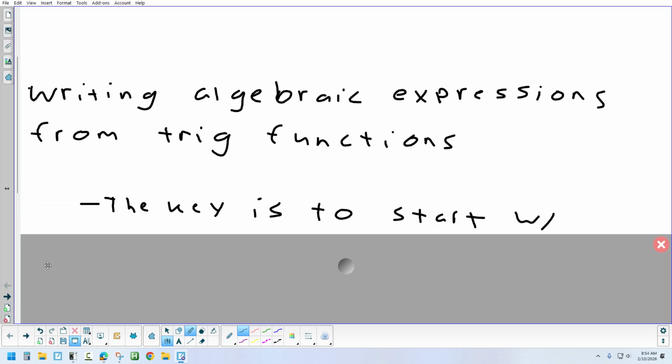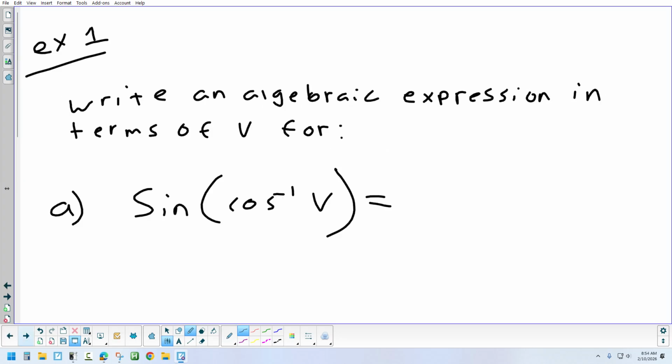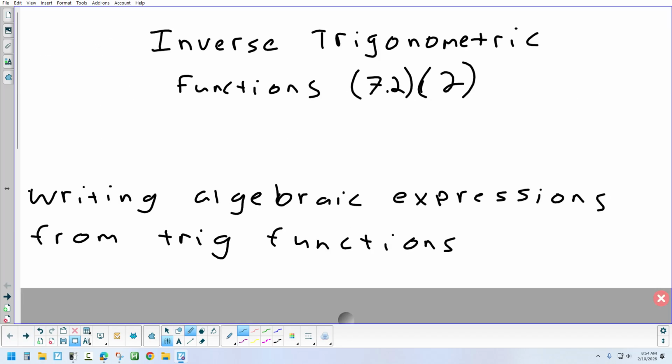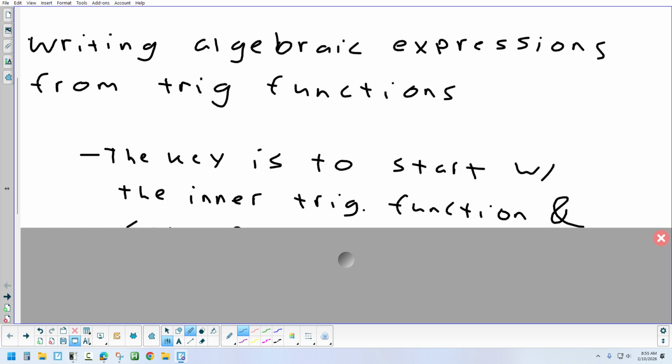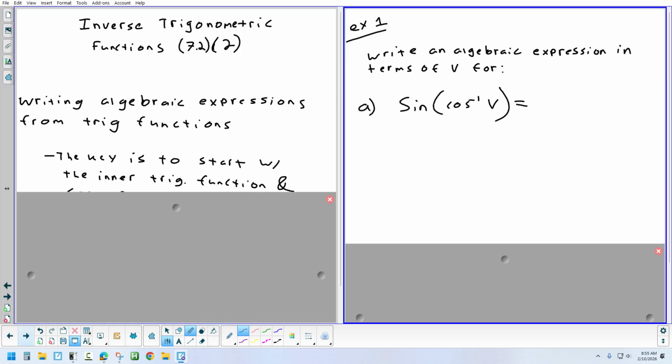So what we're going to look at is taking an expression that maybe has trig in it, whether it's regular trig, inverse trig, or both, and we're going to see that there's a way we can get rid of all the trig in a pattern like this. I'm going to show you some steps on how we do that. The goal is we're always going to start with the inside trig function. Now, look at the one that we're going to do. The inside trig function is inverse cosine.